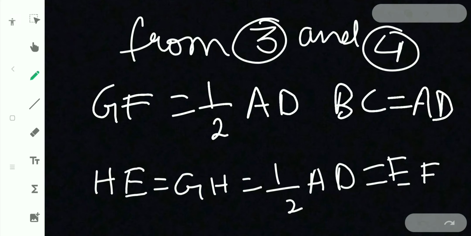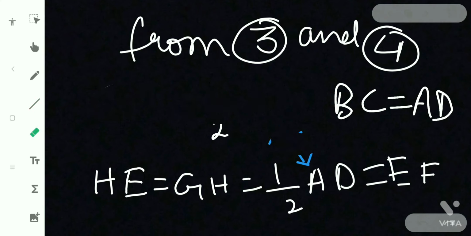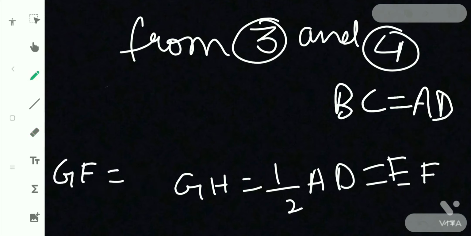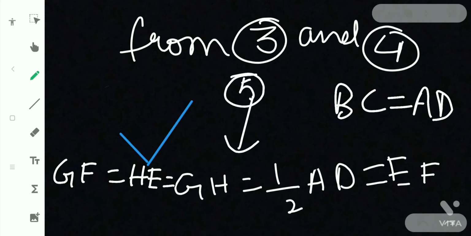Now again we are having AD and AD over here, half of AD and half of AD. So I can equate GF also with the equation number 5. So here I can equate GF also with this equation. Now we got a complex equation. Let us make this as equation 5 only. Let us leave it like that.